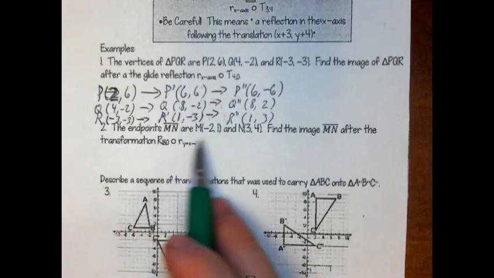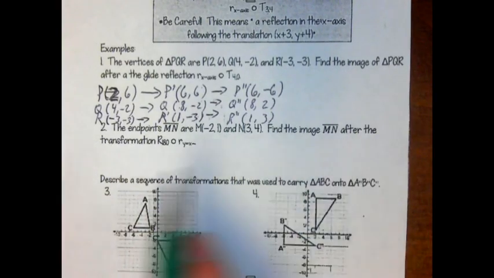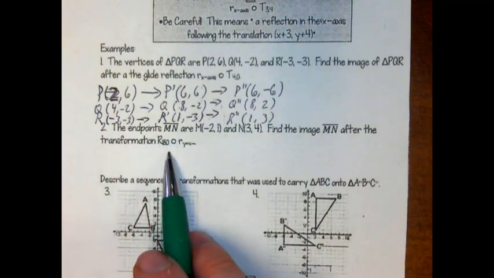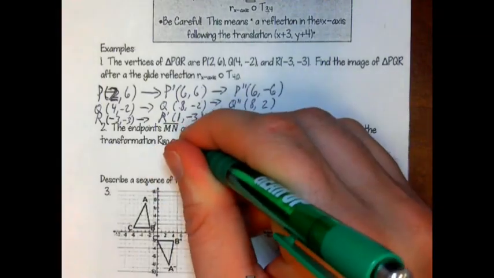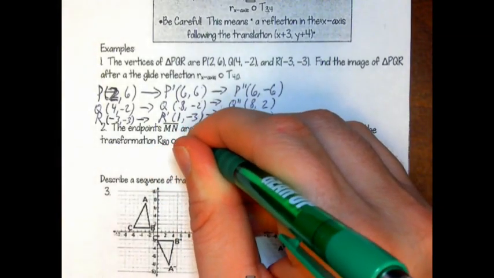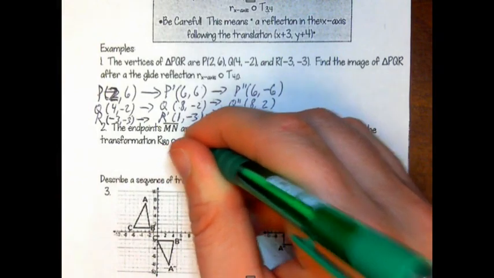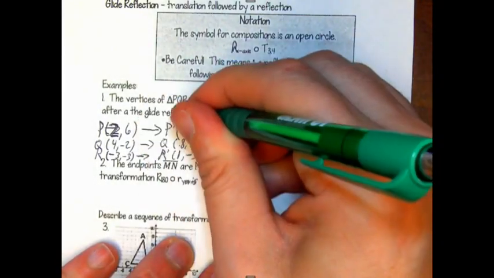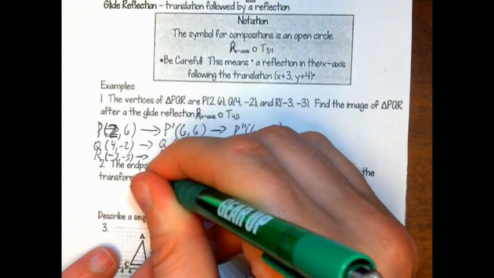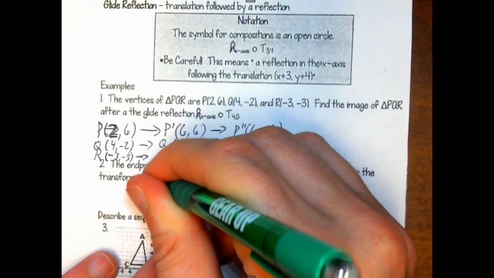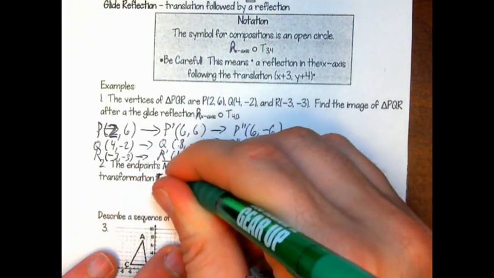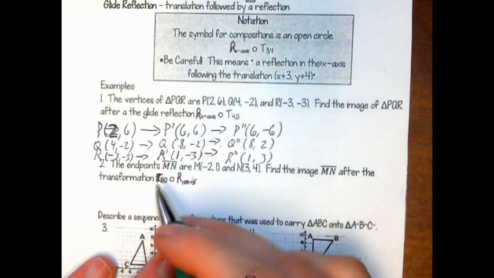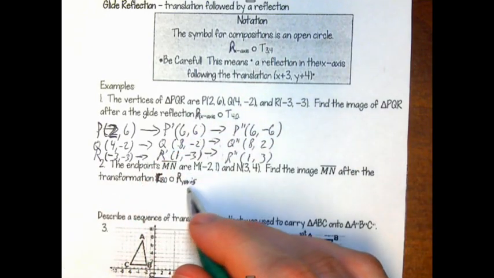The endpoints MN are located at these coordinates. Find the image of MN after the transformation of a R180 composed with RY, let's just say y-axis. And this has the reverse of the composition notation we've been using. Let's fix this really quickly. Reflections, remember, should be a capital R, and then rotations should be a lowercase r. And here we have another reflection, capital R. So this is a rotation 180 degrees composed with a reflection across the y-axis.